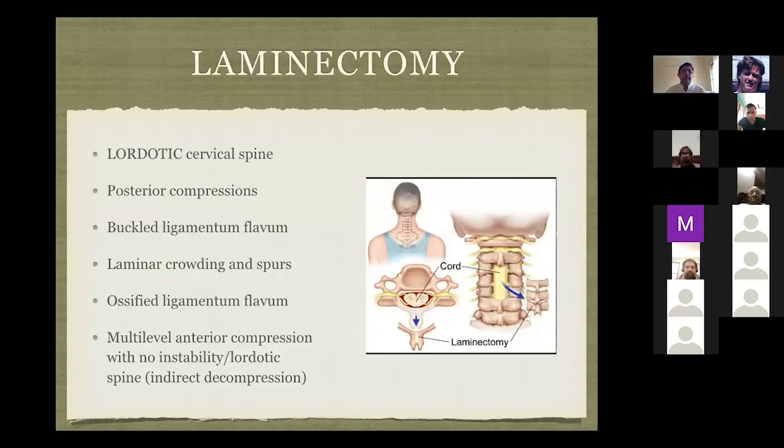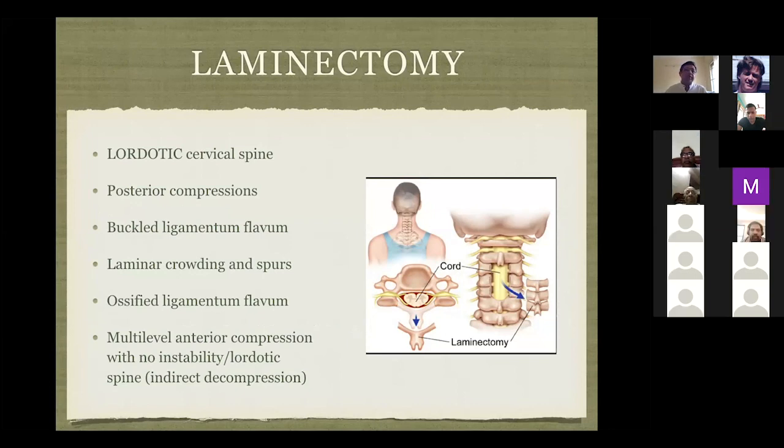We do laminectomy when there's a good lordosis. There should be good lordosis. Kyphosis should not be there. And many times we see posterior compression. Not only anterior compression, but you will have a posterior compression because of the thickened ligamentum flavum, which impinges from the back, and because of the laminar crowding and spurs forming. So it forms both anterior and also posterior. So buckled ligamentum flavum, laminar crowding, and sometimes ossified ligamentum flavum.